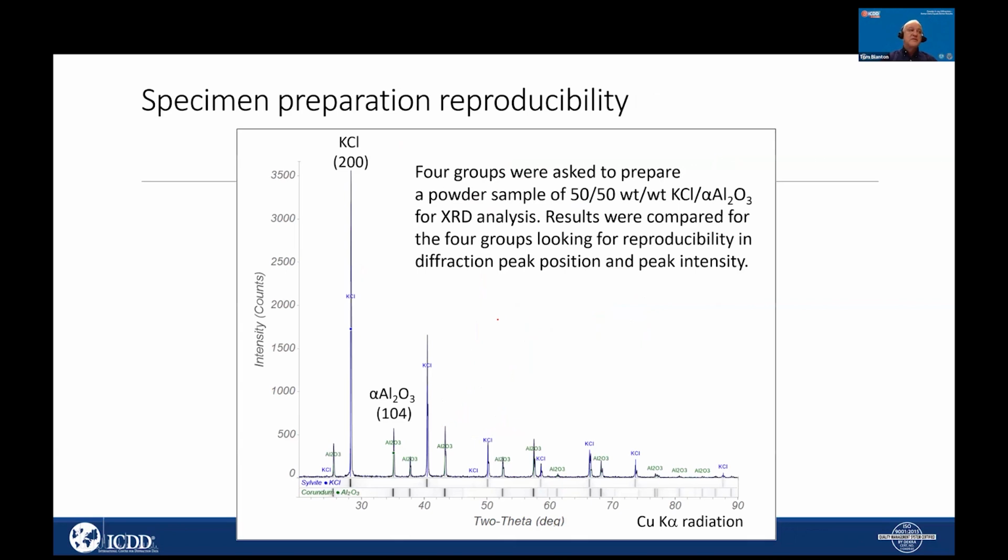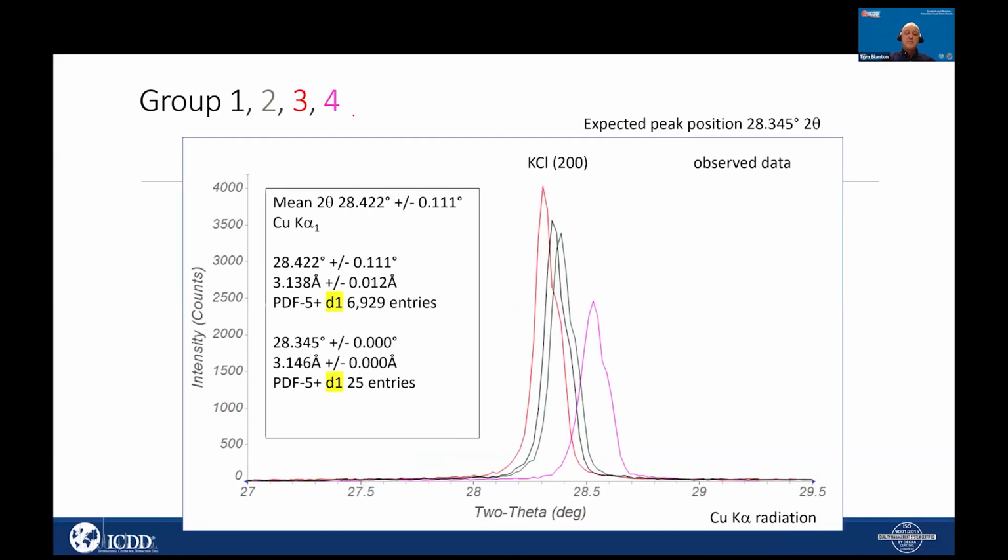So something that you probably should consider doing in your laboratory is some kind of a specimen preparation reproducibility study. Here we had 4 groups that were asked to prepare a powder sample that was a 50-50 mix of potassium chloride and aluminum oxide. You could use any common type material, and the 4 groups were given the sample and said, prepare this in the front pack sample holder. And we focused on the potassium chloride 200 peak, 4 groups with the same sample.